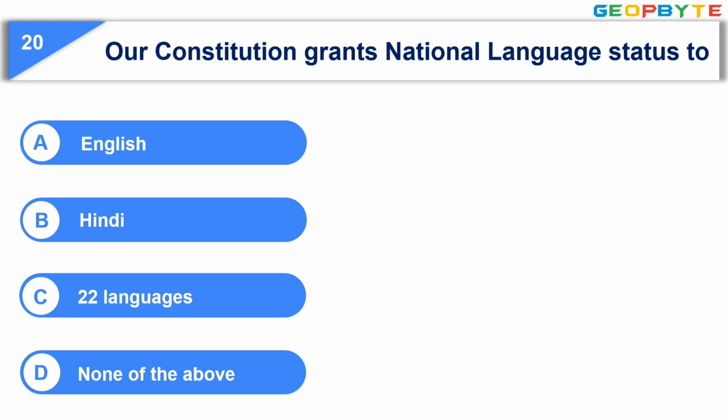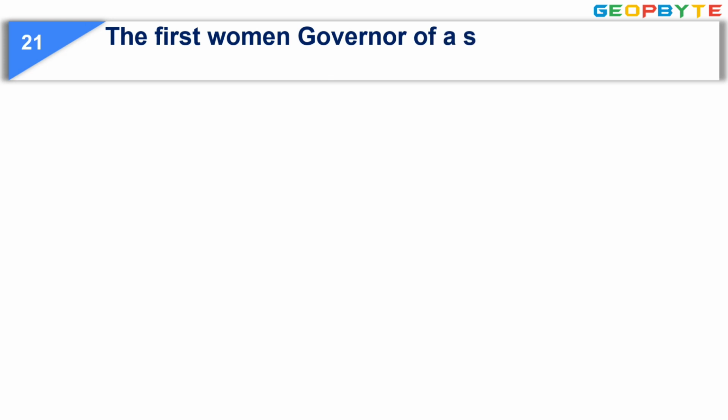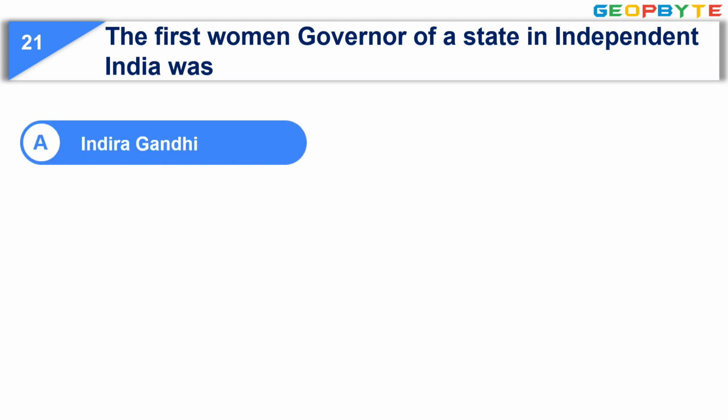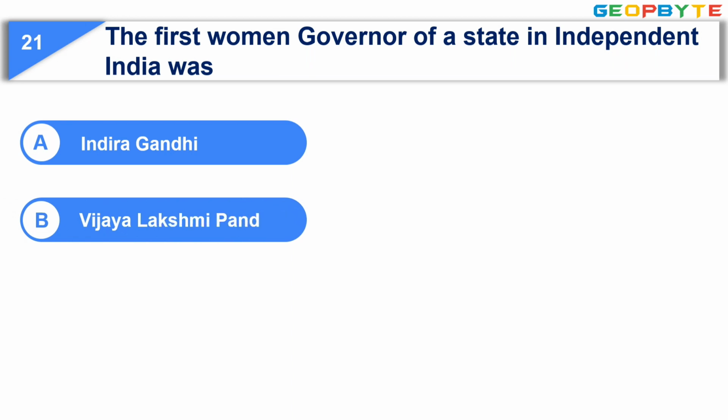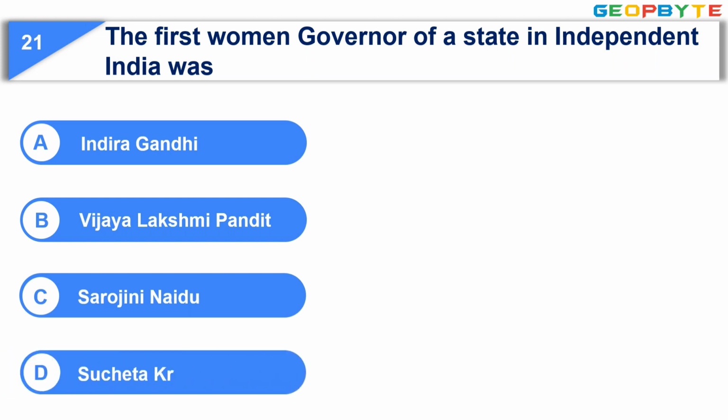Your time is up, and the correct answer is option D, none of the above. Let us see the 21st question. The first women governor of a state in independent India was option A, Indira Gandhi, option B, Vijayalakshmi Pandit, option C, Sarojini Naidu, option D, Sucheta Kriplani. Your time starts now.